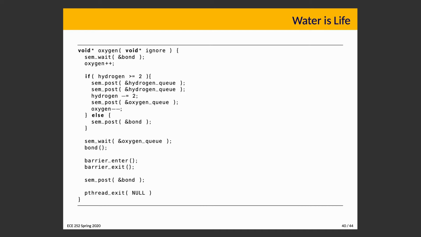If hydrogen is not at least 2, then just post on bond. We're just going to wait. So we'll post on bond and we'll get to the sem_wait on the oxygen queue and we'll get blocked there because we're not ready to proceed. There's not enough hydrogen right now. Once that's done, when we wake up, when we advance from the queue, we can go to bond, and then we have barrier enter and barrier exit immediately after one another. Finally, post on bond, and then this thread is done and can leave.